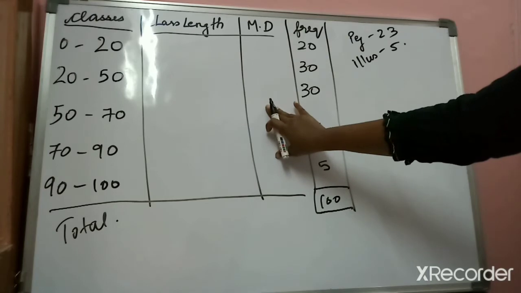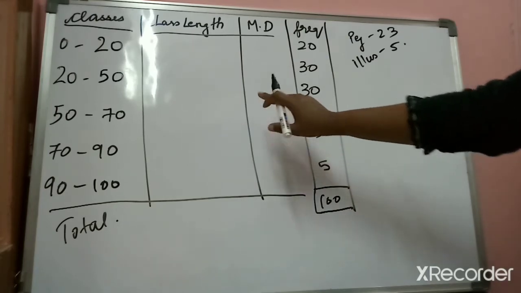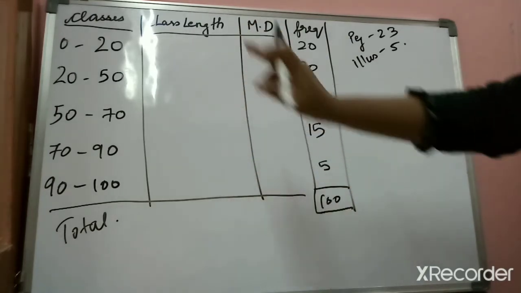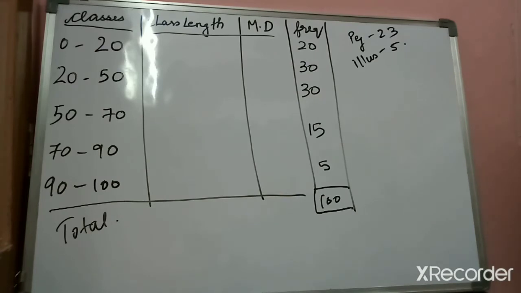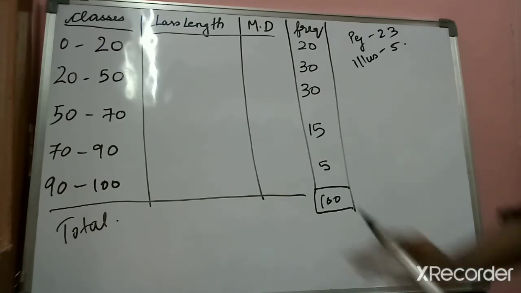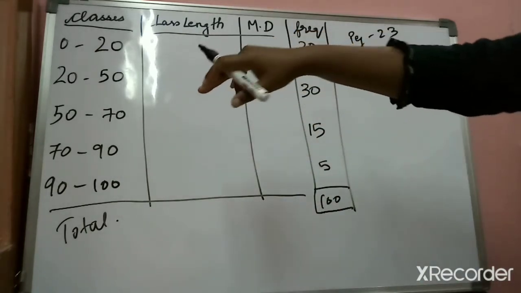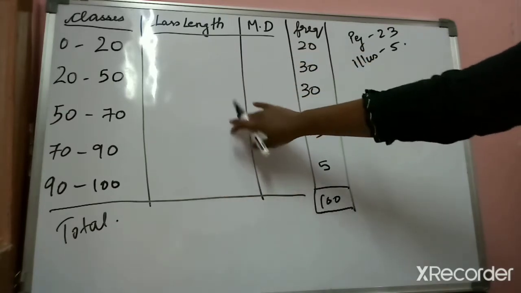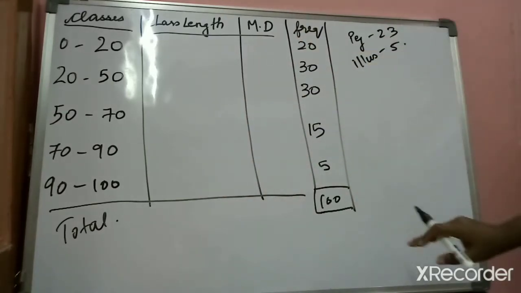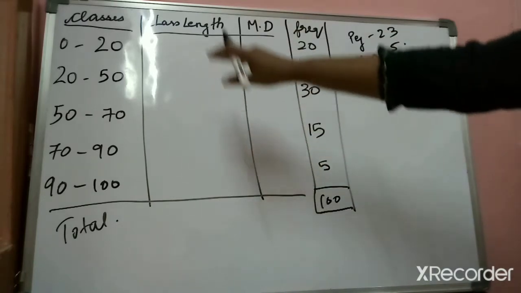Now from the data you can see that the classes that have been given to you are of unequal class length. So from this you have to find out the length and the mid value. So let's find out the class length of all the classes.